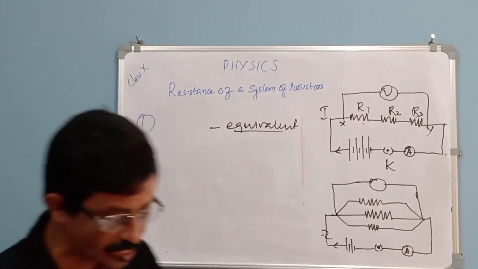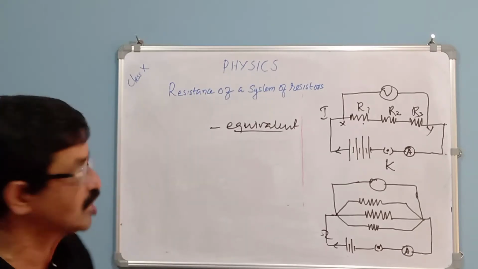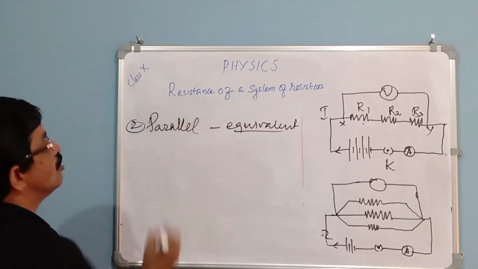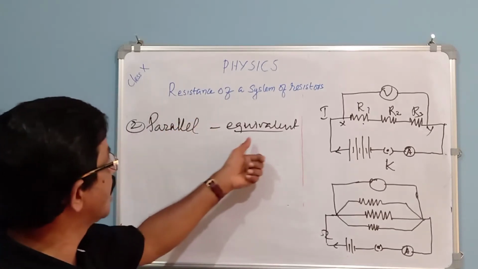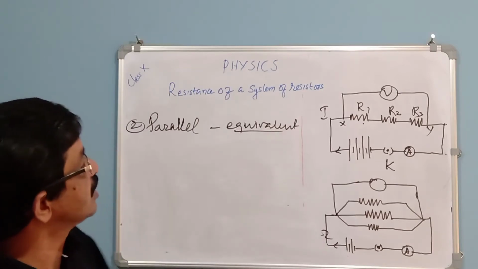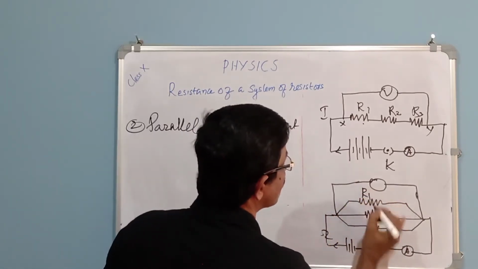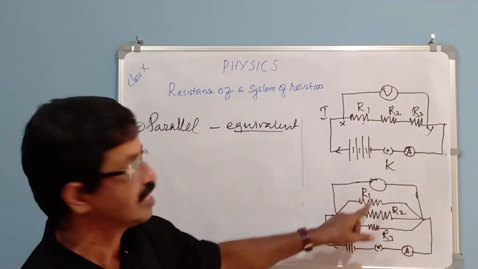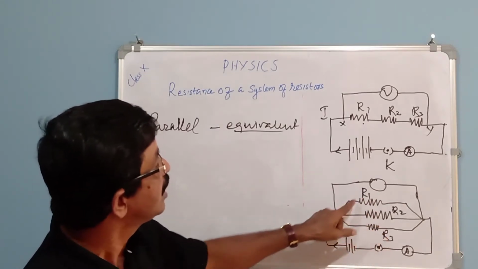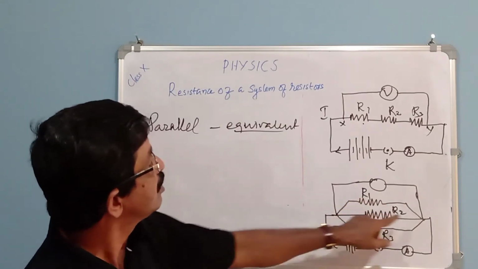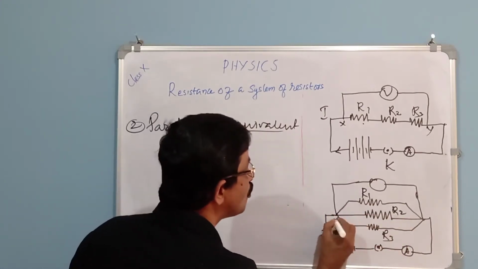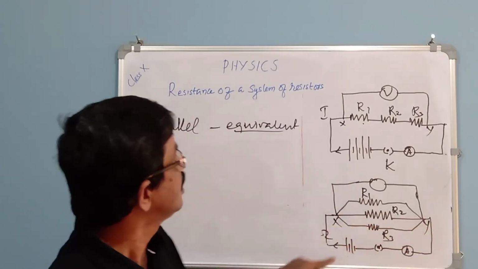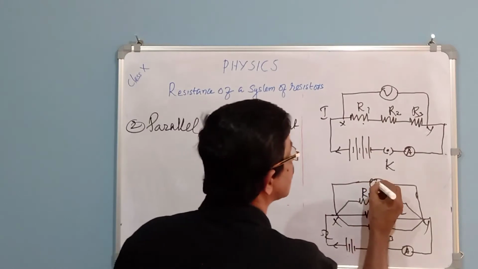Now the second method: we are going to connect resistors in parallel and find the equivalent resistance. Let R1, R2, R3 be three resistors connected between two points, so they are parallel. That means they are connected from the common points. To measure the potential across them, we connect a voltmeter.